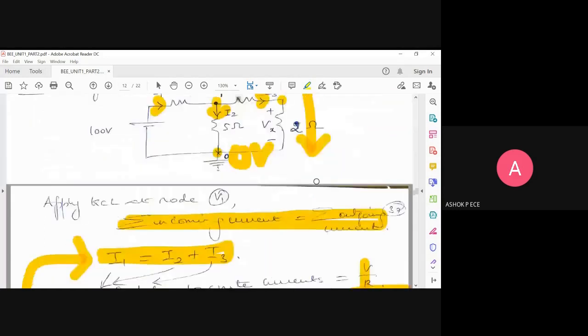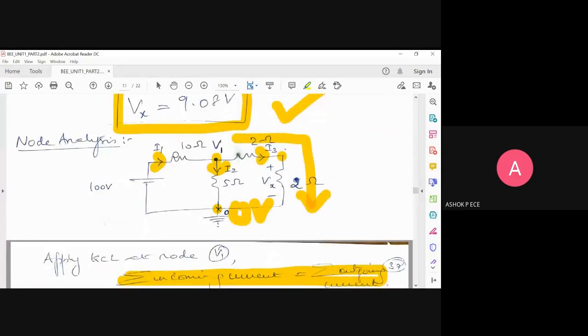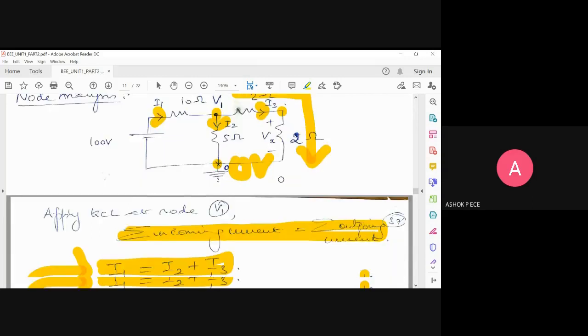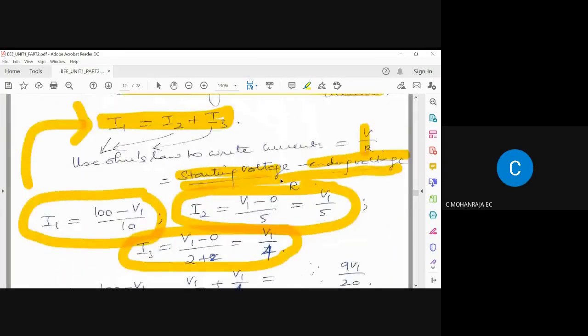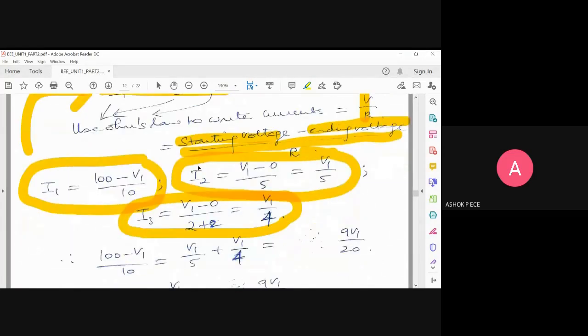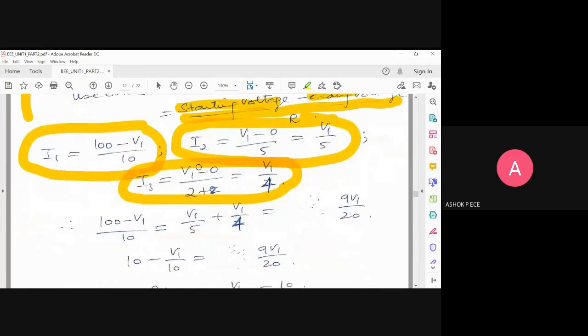I'll again repeat. I1 is flowing between 100 and V1, so 100 minus V1 by 10 is the current equation for I1. I2 is flowing between V1 and ground. Ground is 0 volt, so V1 minus 0 by 5. I3 is flowing between V1 and 0, so I3 is V1 minus 0 by 2 plus 2, because the elements are in series. Substituting all the equations in the KCL equation, you get the node voltage V1.